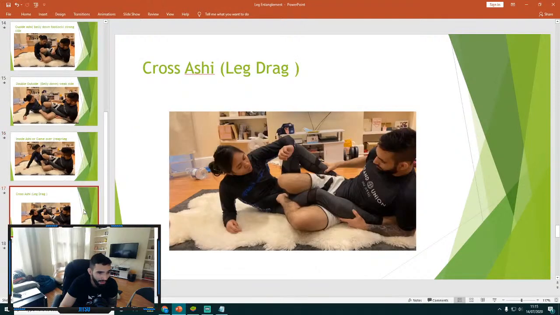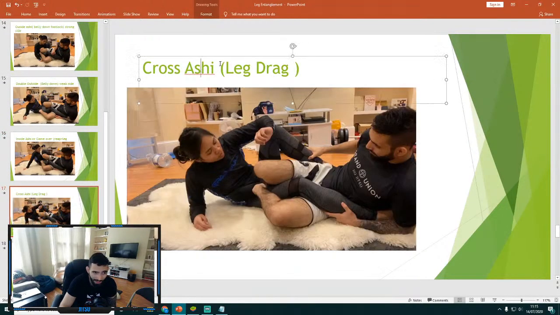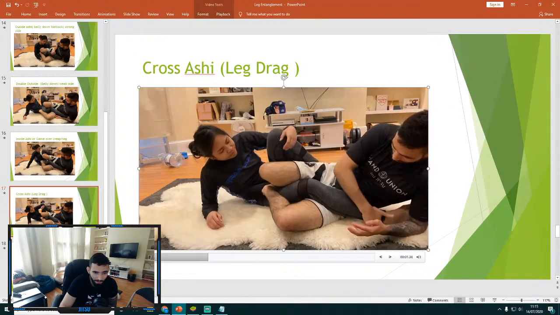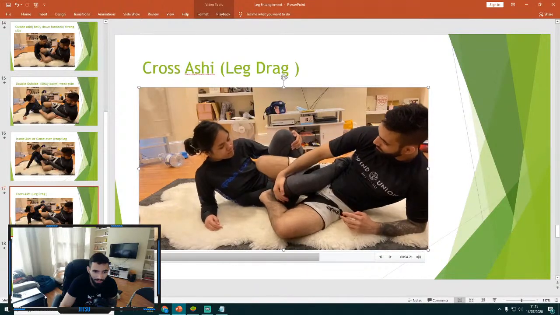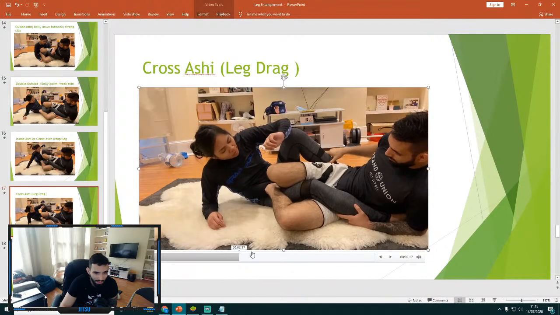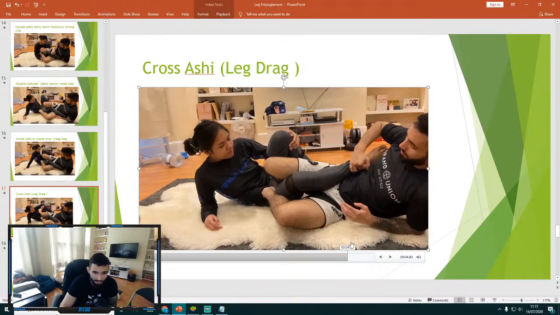Next up, cross ashi, which we know as leg drag sometimes, which basically is this across. Okay, so that's our leg drag position, or cross ashi they call it. If I were to get up here, you would see that we're exactly in a leg drag scenario, but the main difference is we have this foot on the hip. If we were standing, that would normally be on the floor. Not much to say about cross ashi. It's just the foot across.